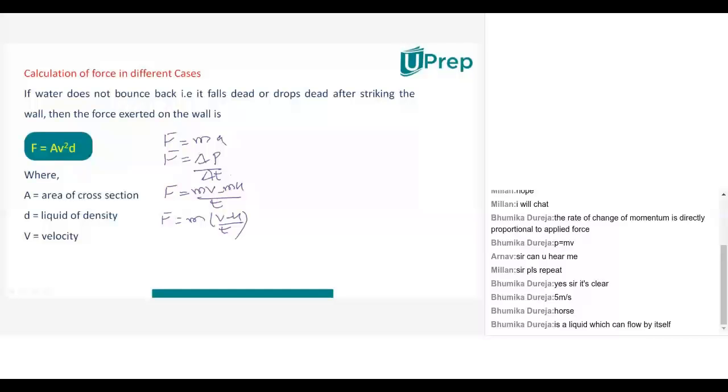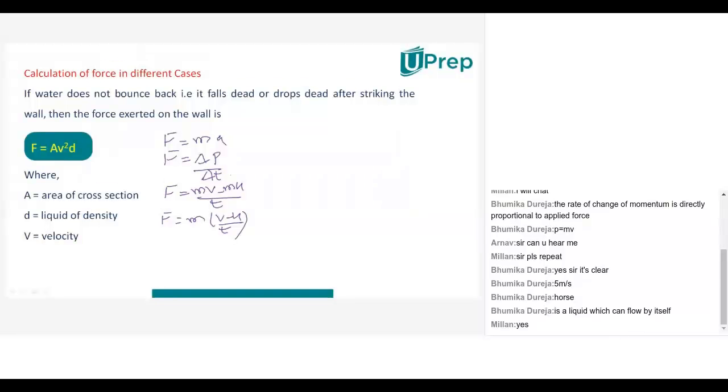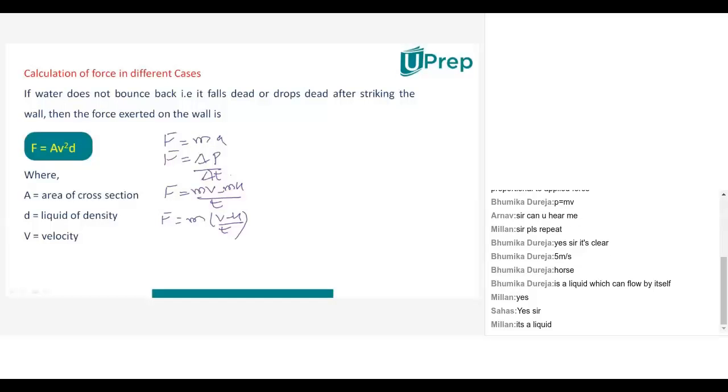It is a liquid which can flow by itself. Bhumika, only liquid? Liquid means fluid. Air or any other gases will not be there in it. Arnav, can you speak? Milan and Sahas, at least give a response in the form of a message. Milan, tell me what you know regarding fluid. Sahas, are you there? If you are listening, at least type. So you have to give answers. Milan is also writing, it is a liquid.